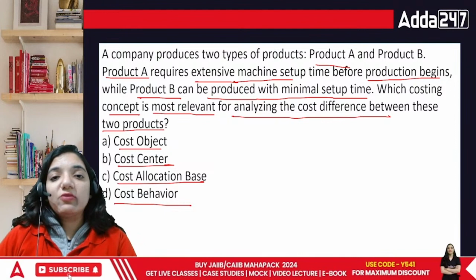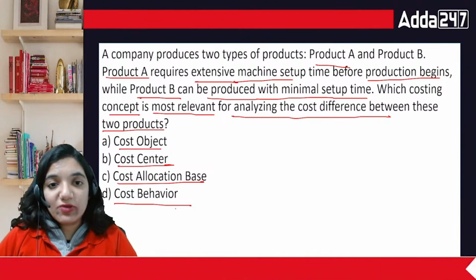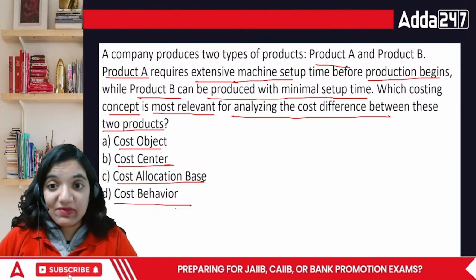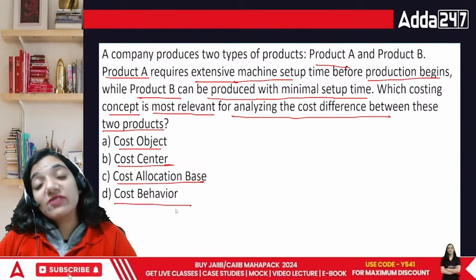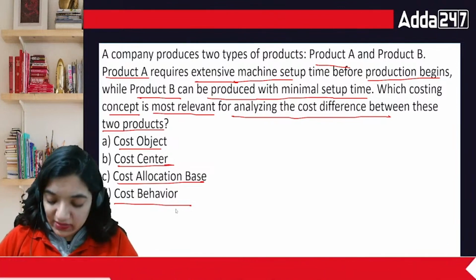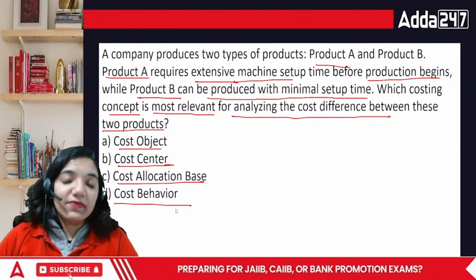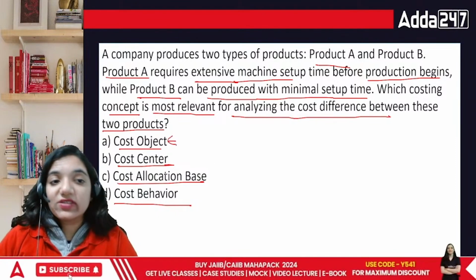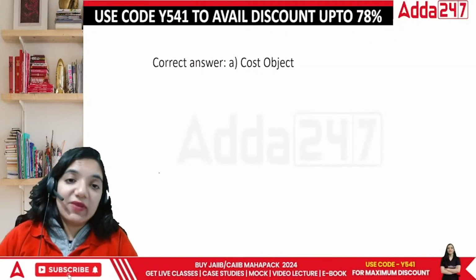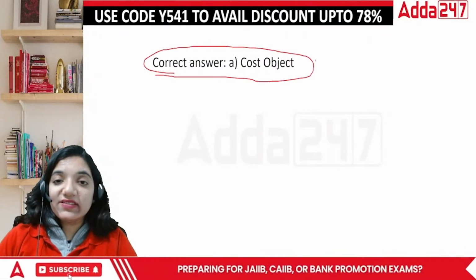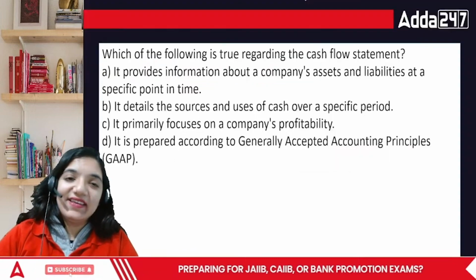See, when we talk about two specific products and we talk about the production, one has a minimal setup time, the other one takes a lot of time before, an extensive time which is required for setting up. That means in this case, if we have to make the particular amount allocations, that is called cost object. The difference is between the area of cost object, everyone. That's the correct answer. Done. Next question.